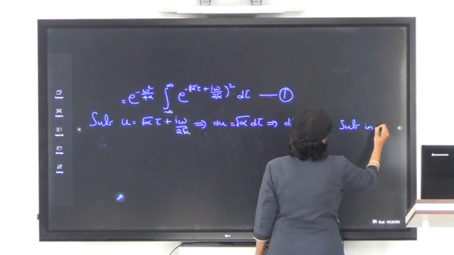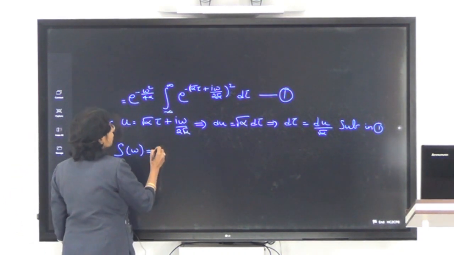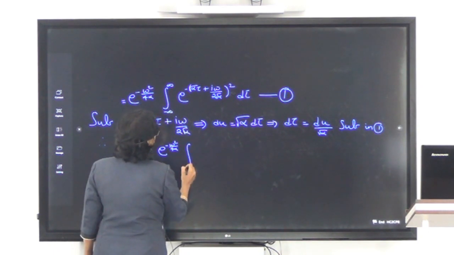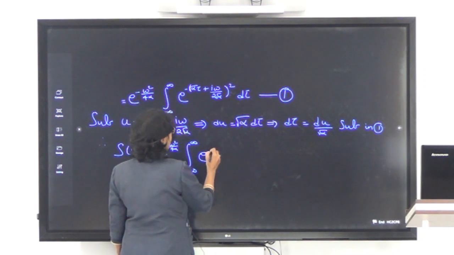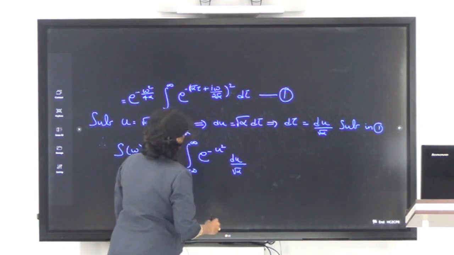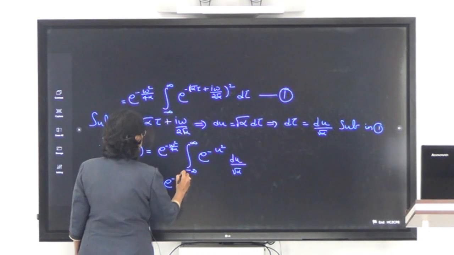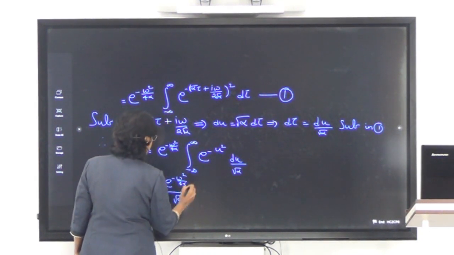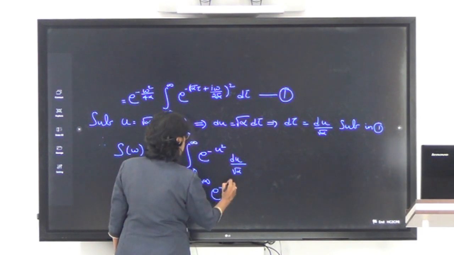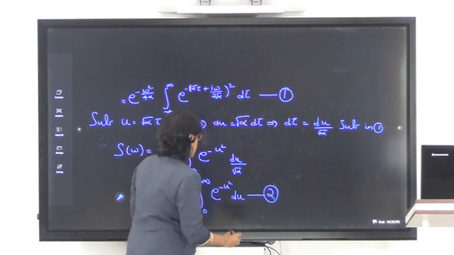substitute in 1. So we have S of omega is equal to e raised to minus omega squared by 4 alpha into the integral from minus infinity to plus infinity of e raised to minus u squared, you can substitute this d tau by du by root alpha. We see that this integrand is an even function, therefore it becomes e raised to minus omega squared by 4 alpha by root alpha, 0 to infinity, 2 times e raised to minus u squared du. So again we call this as equation 2, make a substitution.